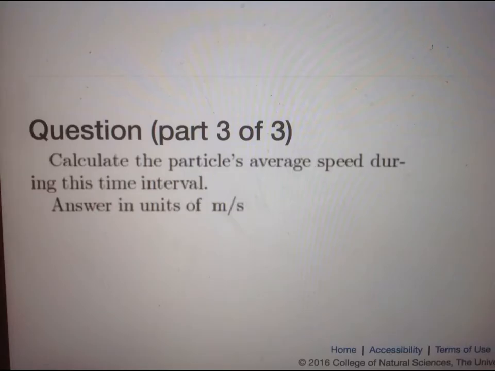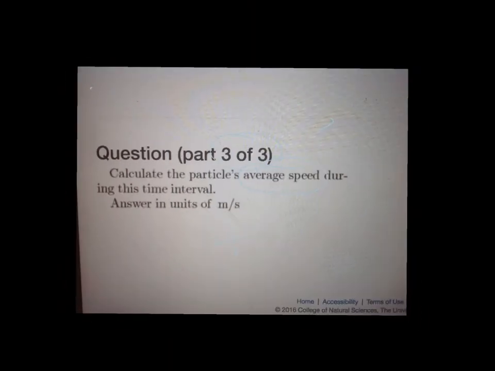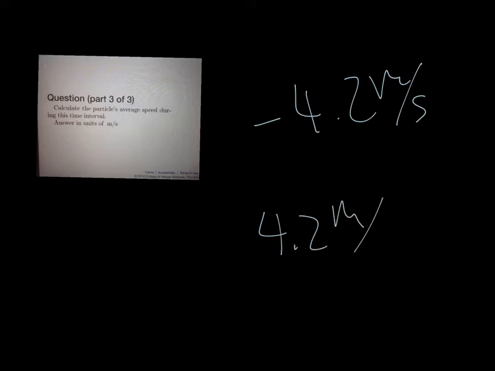Okay, so now this is part 3 of that question, and it asks you what is the average speed. Remember, you can't have a positive or negative speed. You'll always have a magnitude of speed. It's not positive or negative, it's just a magnitude. So what that means is whatever your velocity was will be your speed because you went in the same direction. So if we minimize that over there, our velocity was this. That means that our speed was 4.2 meters per second.